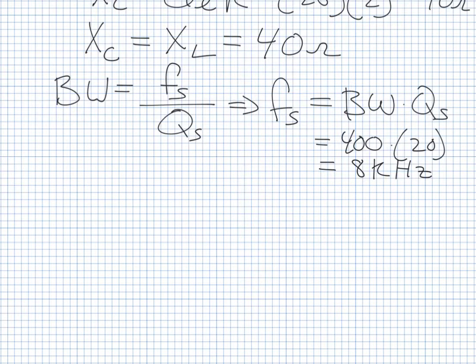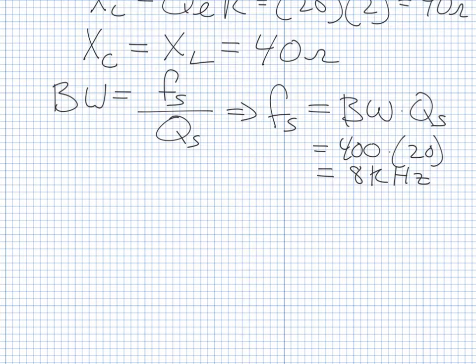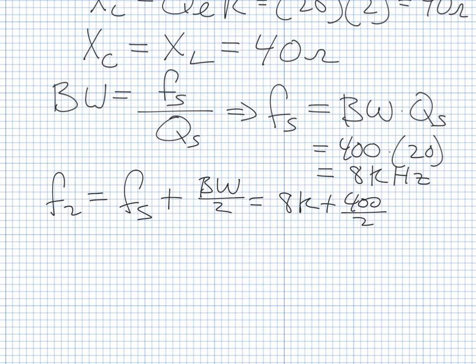So for F2, if we recall, once we know the resonant frequency, Fs, it's going to be that plus half of the bandwidth, which is 8K plus 400 over 2, which we end up with 8.2 kilohertz. All right, and then the other way, F1, the way I defined them, would be the resonant frequency minus half of the bandwidth again.